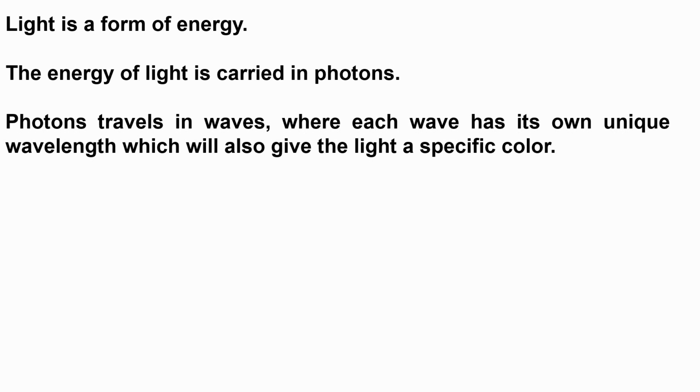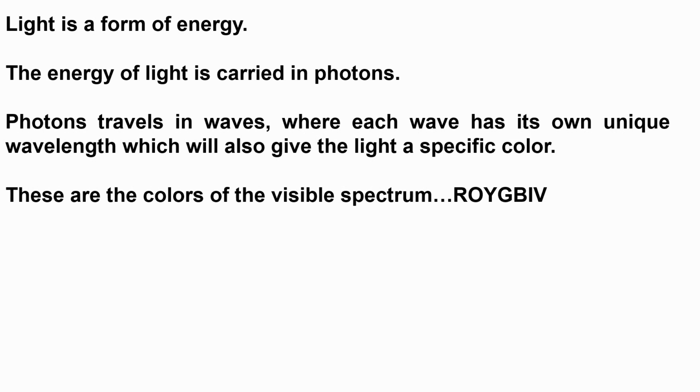Photons travel in waves, where each wave has its own unique wavelength, which will also give the light a specific color. These are the colors of the visible spectrum, or ROY G. BIV.